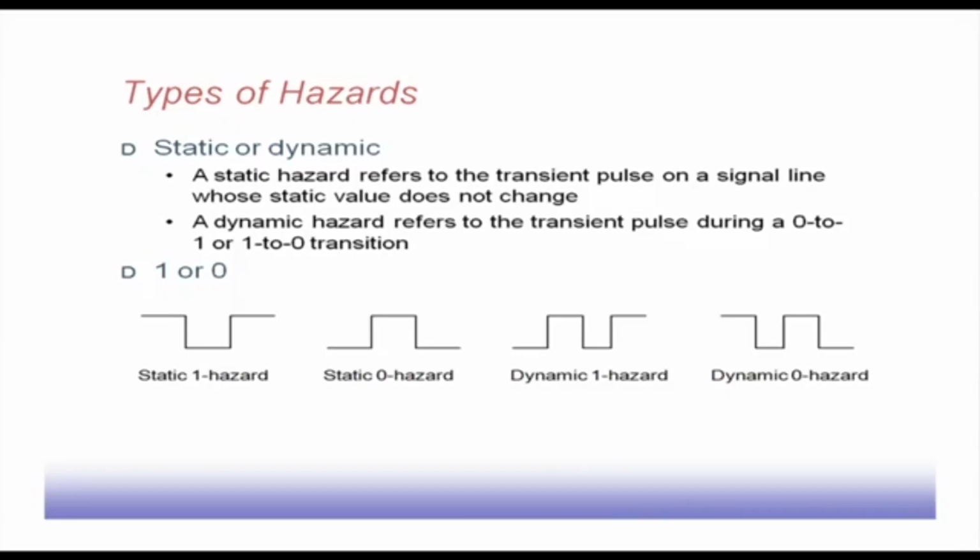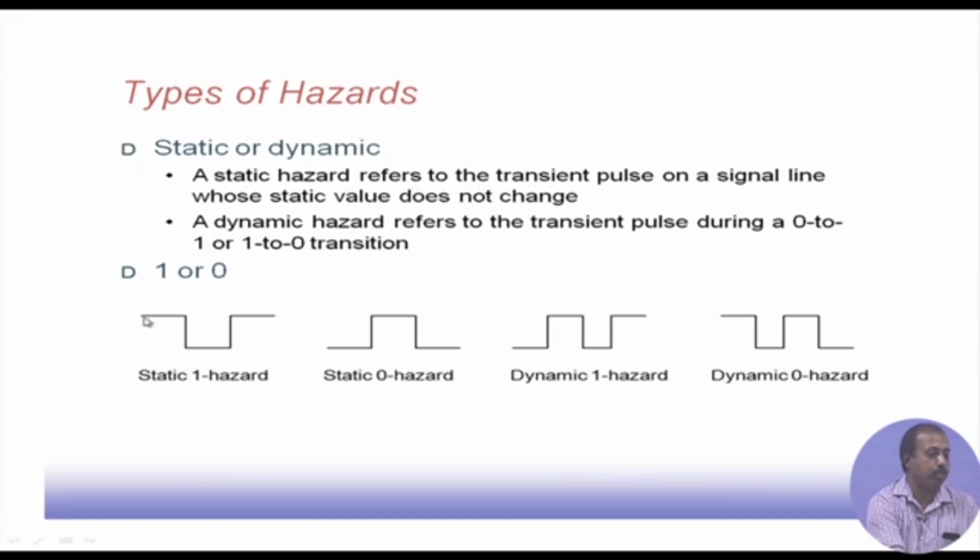But first of all, we have to identify the hazard. So, this way we can identify the hazard. Now, there are mainly two types of hazards: static or dynamic, where a static hazard is a transient pulse on a signal line whose static value does not change. So, there can be a static 1 hazard or a static 0 hazard.